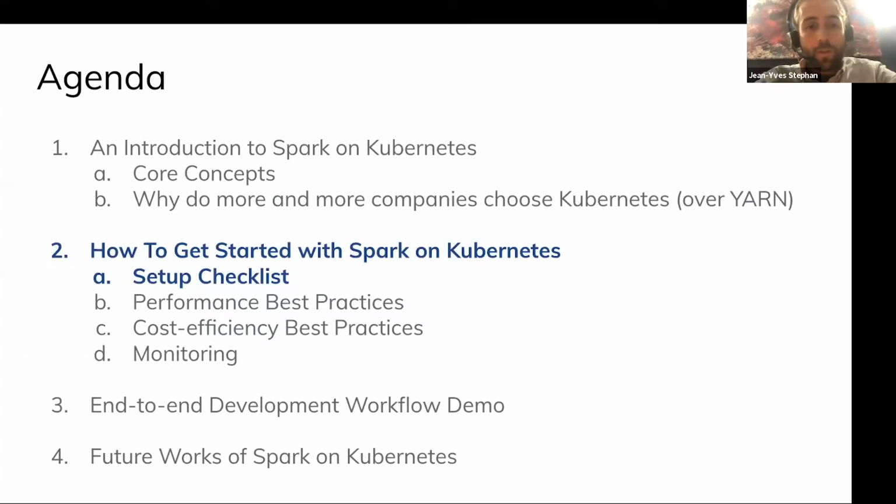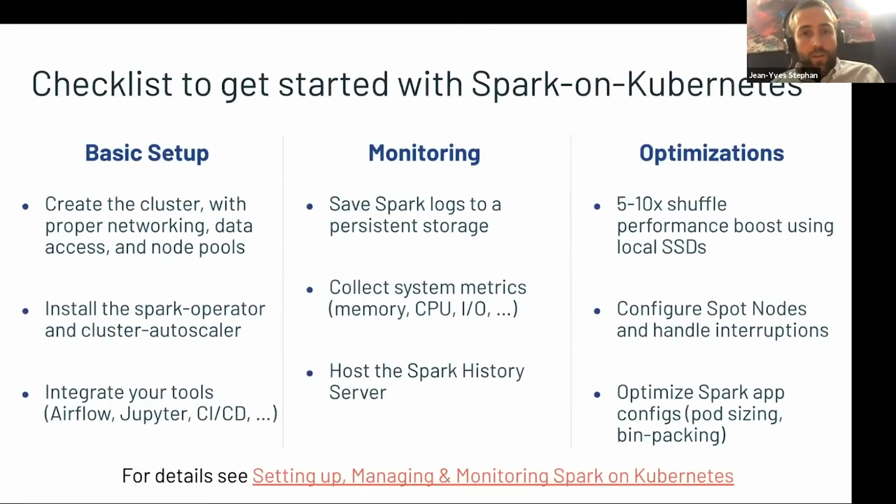Now that we went over the motivations, let's talk a bit about how to actually get started, how to migrate your Spark apps from YARN to Kubernetes. So we have a bit of a checklist here. I won't have the time to go into every end-to-end way to get started, but the basic setup is obviously you need to create the cluster with proper networking, data access, and node pools.